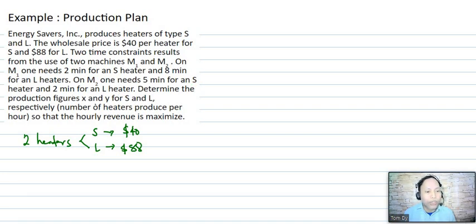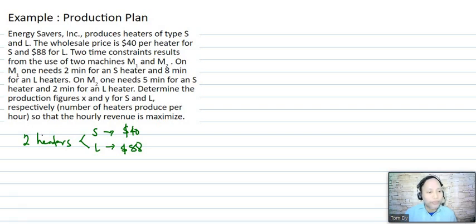Determine the production figure X and Y for S and L, respectively, so that the hourly revenue is maximized. So we have here our heaters, and our target now is to compute the hourly revenue when it is maximized. We are going to determine the number of S heaters and L heaters in order to produce an hourly revenue which is to be maximized.